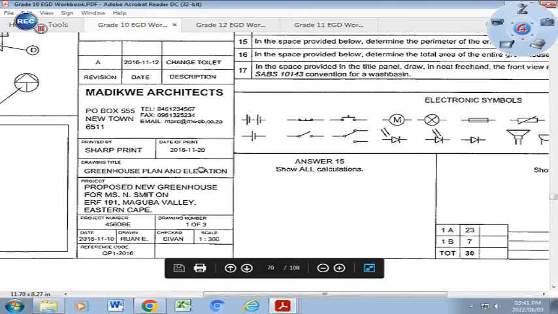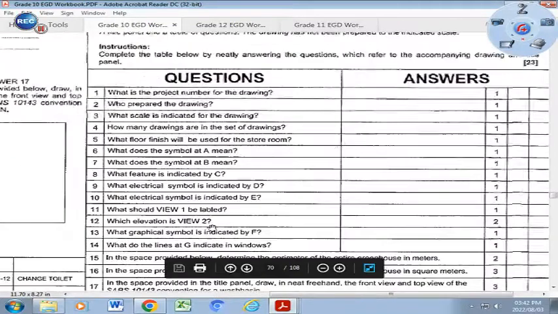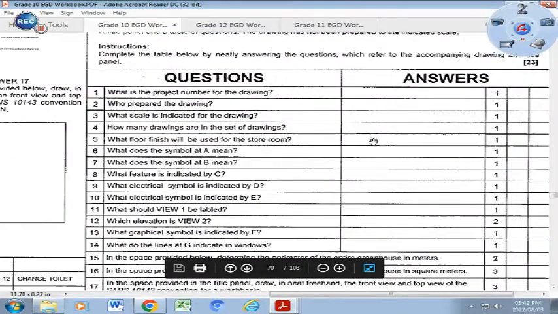If you look at number 4, how many drawings are in the set of drawings? So if we look at our title bar here, you will see drawing number. This is number 1 of 3. So in the set there would be 3. So the number 3 is going to be filled in here.